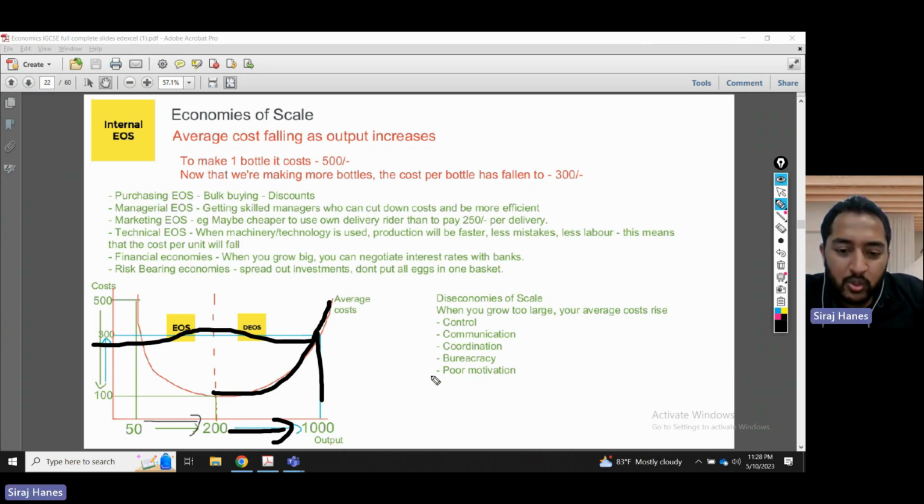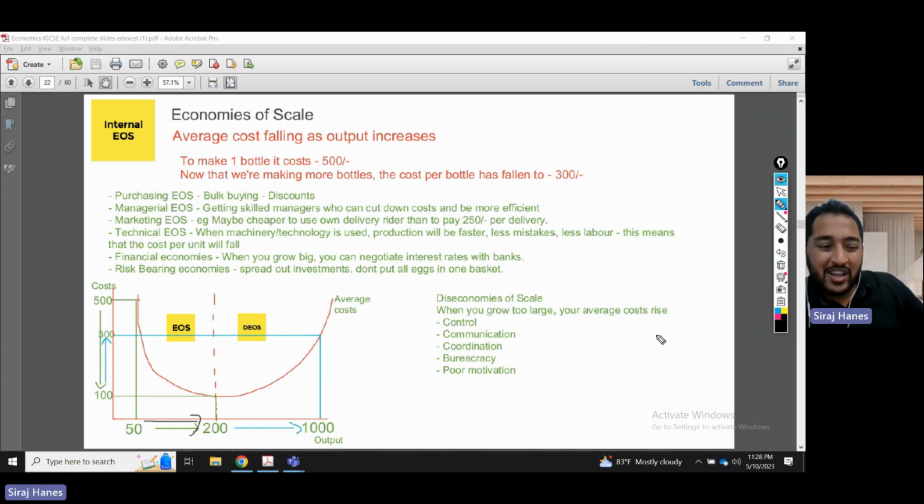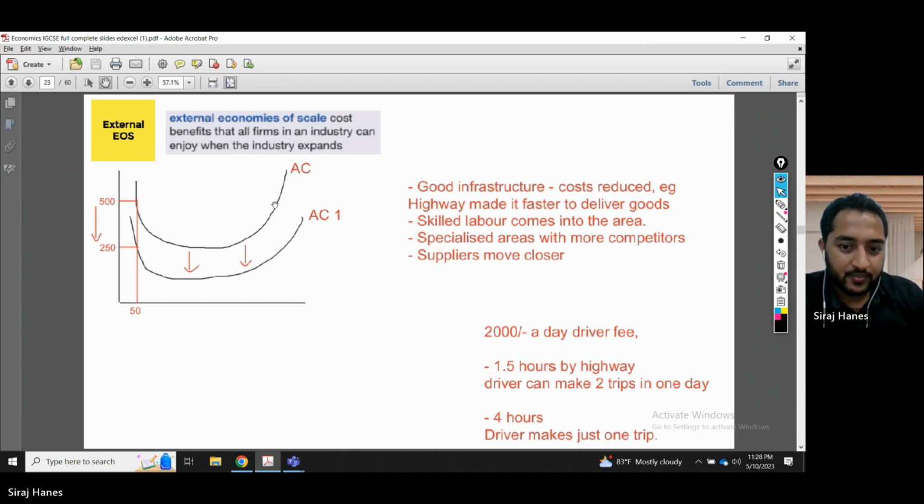And finally, poor motivation. Motivation will be poor because now you're so large, the boss doesn't even know your name. You're like an employee so far away, the boss sees you and he'll just ignore you because he doesn't know who you are. He may not even know you're working for the firm. So you kind of get demotivated when it's too big. Yeah, you're motivated when it's small. This is the concept of economies of scale and diseconomies of scale.